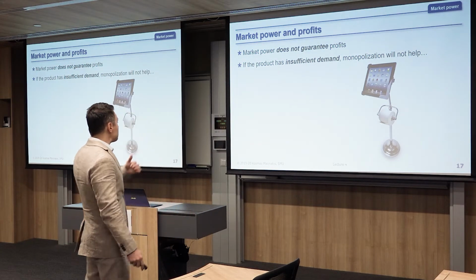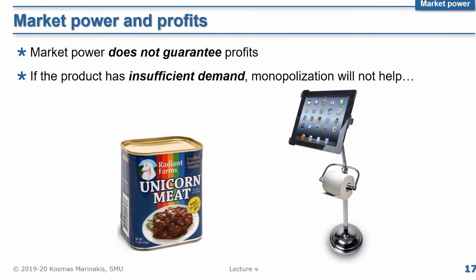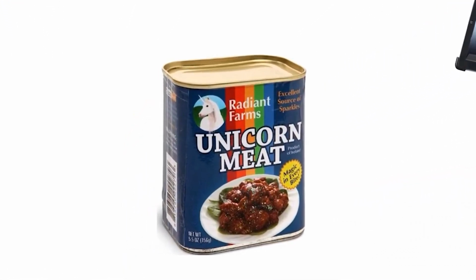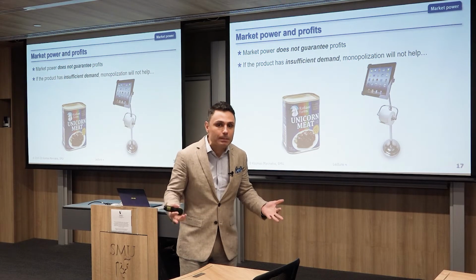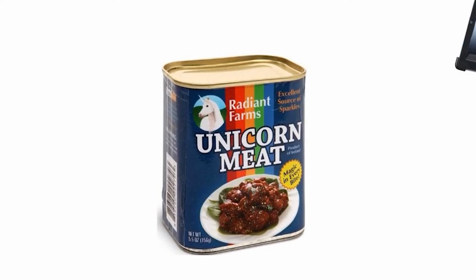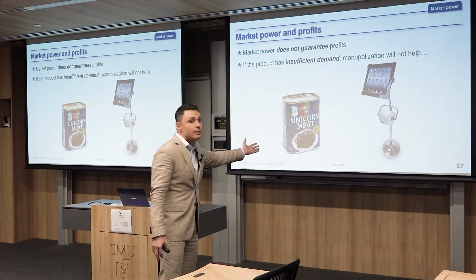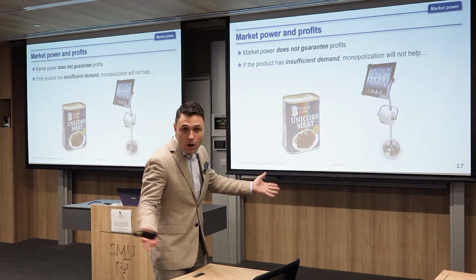Or like this product that I found, unicorn meat, which is like, I don't know who would believe that you can buy unicorn meat because this is obviously fake. And everybody knows that unicorn meat is not red, it is totally white. How could you imagine that unicorns could have red meat?